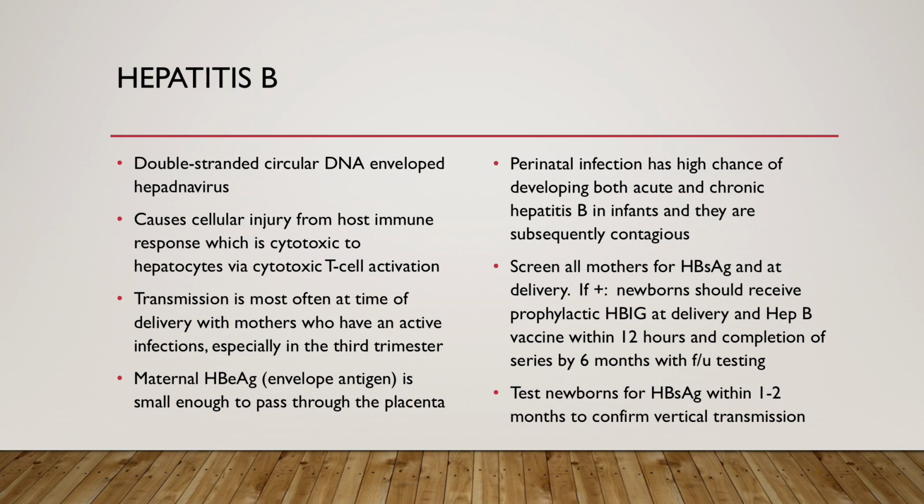You'll want to screen all mothers for hepatitis B using the HB surface antigen, and again at delivery. Again, this is the antigen, not the antibody. If the antigen for the surface protein is positive, newborns should receive prophylactic hepatitis B immunoglobulin at delivery, as well as the hepatitis B vaccine within 12 hours, and completion of the series by 6 months with follow-up testing. This is only prophylactic. We do not have a confirmation of hepatitis B transmission. To confirm, you will want to test newborns for hepatitis B antigen within 1 to 2 months.